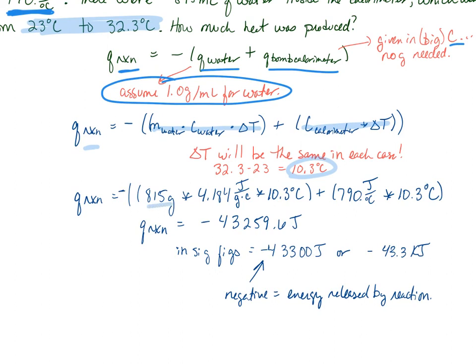So we've got 815, we've got our C of water, change in temperature. We've got the big C of the calorimeter and the change in temperature. And we just find what that Q of reaction is. You do have to watch your sig figs because these numbers can get very large, and realize that this is still a negative value because that's what's being released and causing the temperature increase in both the water and in the calorimeter. Okay, I went over that pretty fast.